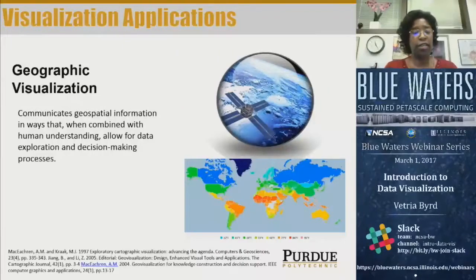What if your data is geographic data? You may want to indicate some type of geographic locations. That falls under the heading of GeoViz, or geographic visualization. There is a whole host of different types of tools that are used for this area as well. It helps you to communicate geospatial information. So if you have longitude and latitude data, there are tools out there that you can use to actually visualize that data. And it allows for exploration and, again, decision making.